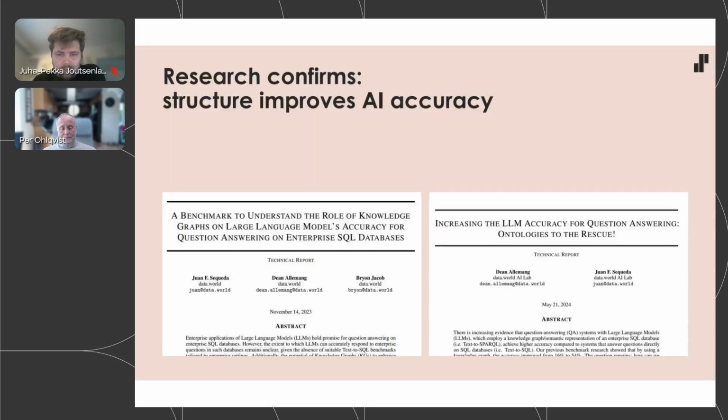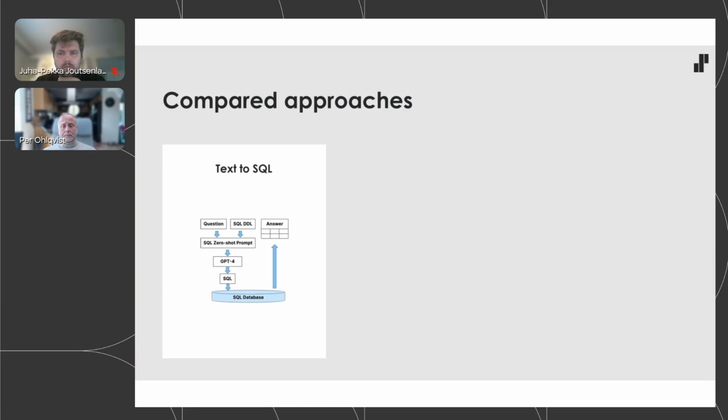Let's have a look. Here we have two of the very first published research papers that actually benchmarked LLM accuracy on enterprise SQL databases with and without ontology-based knowledge graphs. And the results were quite clear. Semantics makes a difference. So how was this actually tested?